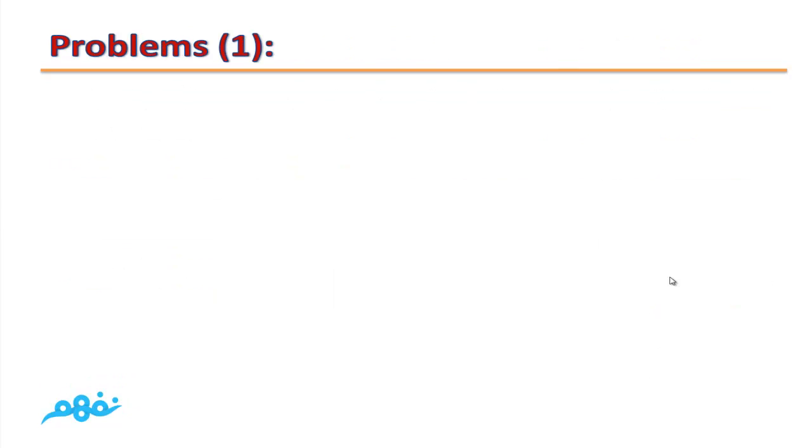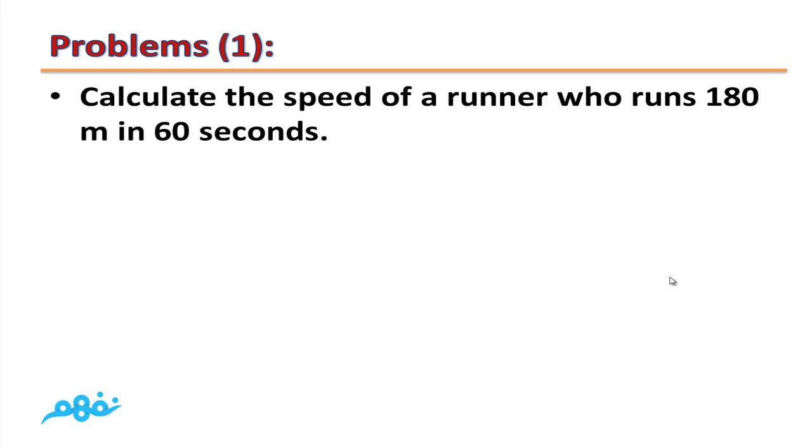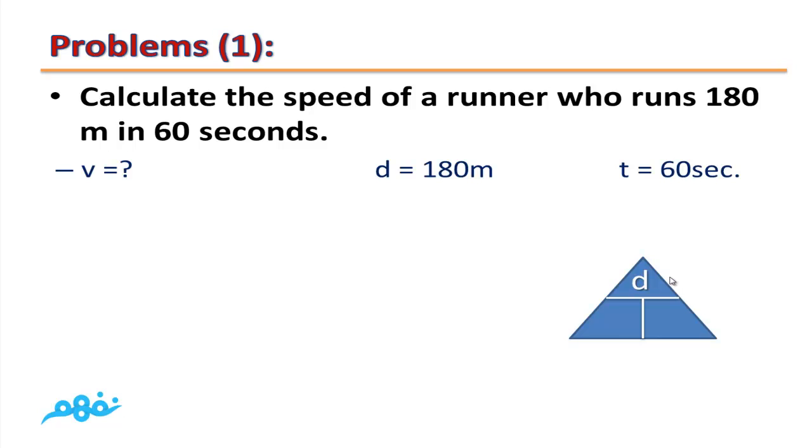Let's solve some problems. Problem 1. Calculate the speed of a runner who runs 180 meters in 60 seconds. First, we have to write down the givens. Speed is unknown. Distance equals 180 meters. Time equals 60 seconds. This is the magic triangle that we will use, from which we can say speed equals distance over time equals 180 over 60 equals 3 meters per second.